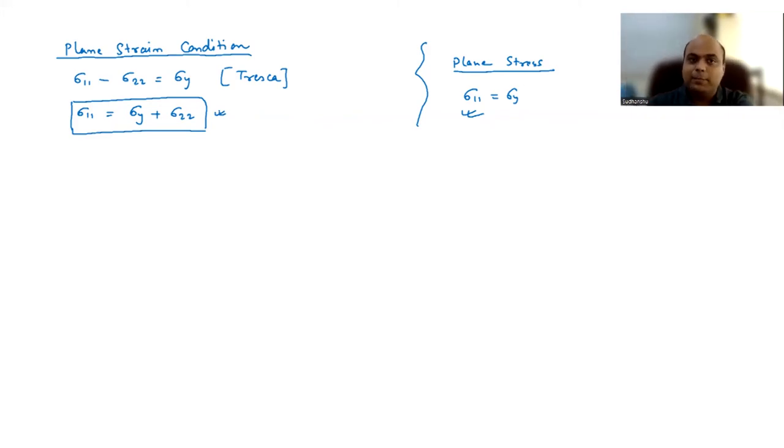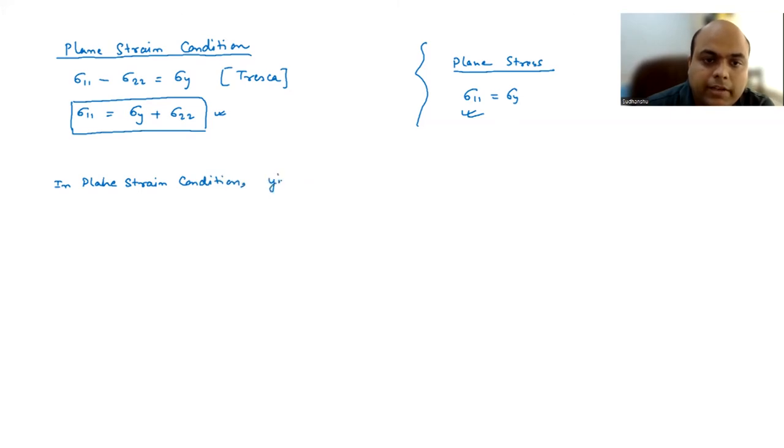So it means that the plane strain condition is going to suppress yielding, isn't it? Because in the plane stress condition, you required only sigma y for yielding to occur. Now here you have another factor of sigma 22 which needs to be there so that the material can yield. So overall, in plane strain condition, yielding is being suppressed. Why? Because you have another factor of sigma 22 in addition to sigma y. So you require a higher amount of stress for the material to yield. Okay, so that is observation number one.